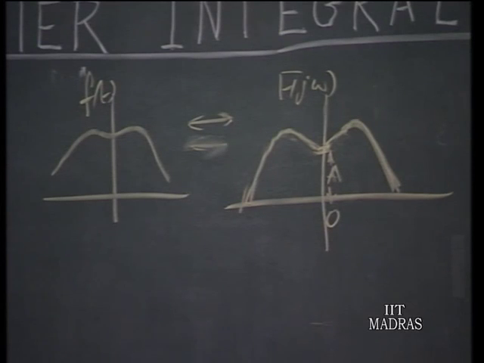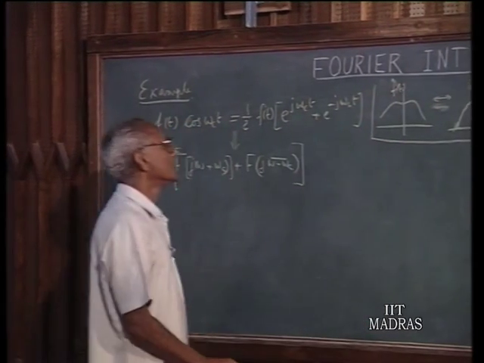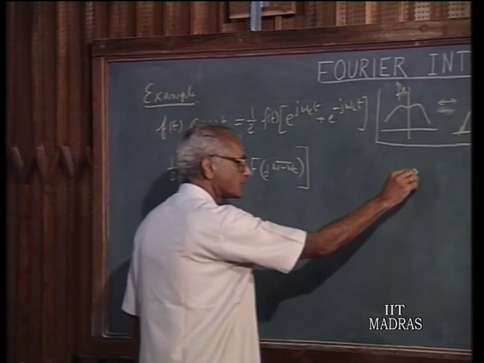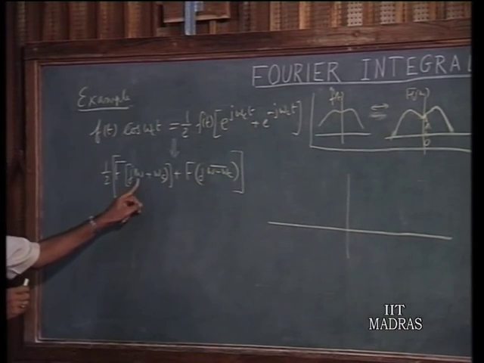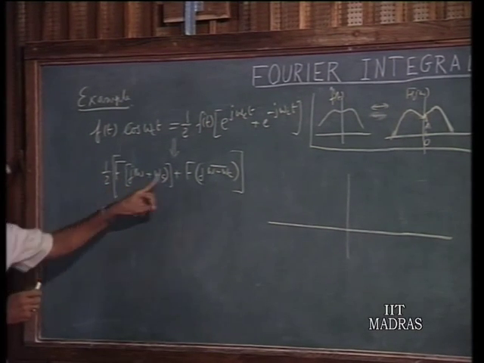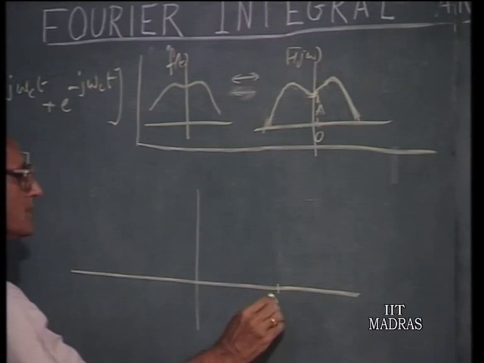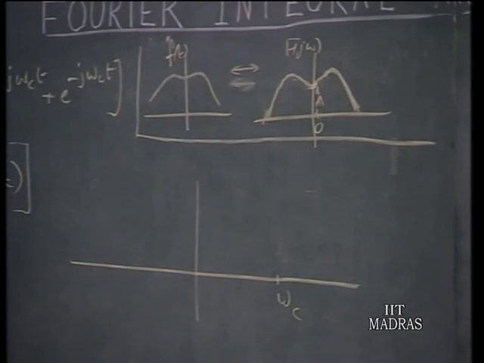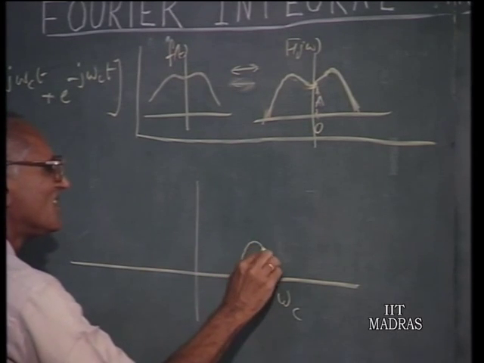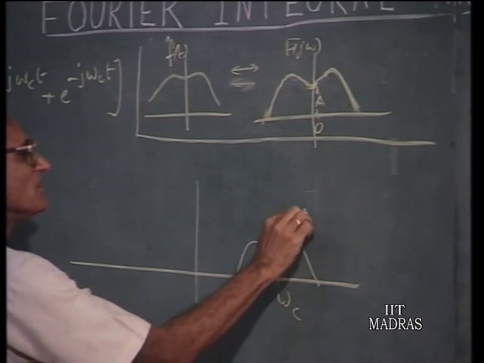Now, when you are talking about f of t cos omega c t, the spectrum for this now consists of two sections. One is half of f of j omega plus omega c, another is half of f of j omega minus omega c. This portion is now centered around omega c, and then the same spectrum is reproduced here, except that it is centered around omega c instead of the origin. Therefore, it will have something like this. If this is A, this would be A by 2, because it is half of that.